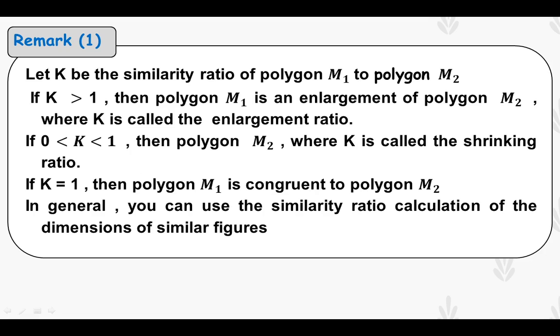And if the last one, K equals 1, then the polygon M1 is congruent to polygon M2. In general, you can use the similarity ratio to calculate the dimensions of similar figures. We use the similarity ratio to find the lengths of the other sides of any polygon.